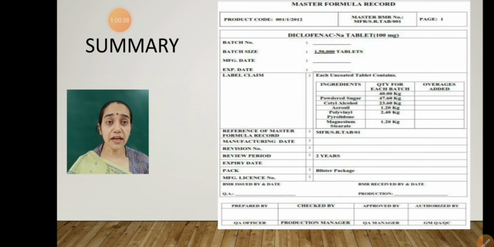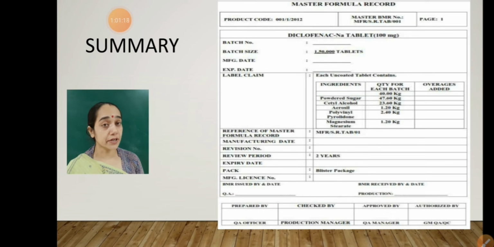Then it will contain the reference of the master formula record, meaning the earlier master formula record that was consulted to prepare this master formula record or batch manufacturing record; its number will be written over here. Then the manufacturing date, revision number if any revision has been made, and the review period, meaning after how long it is going to be reviewed. For example, if this master formula record will be reviewed after 2 years, it will be written like 2 years.